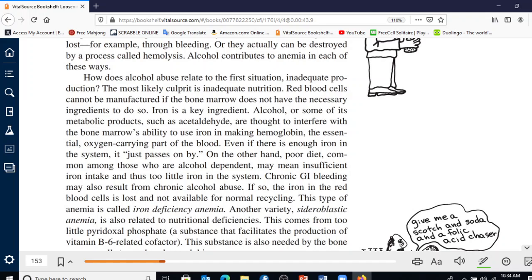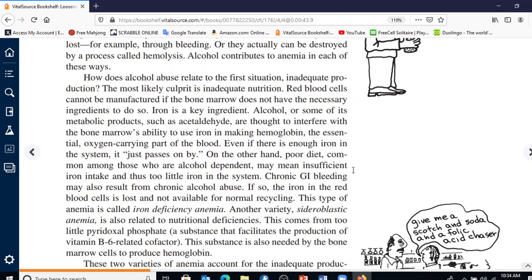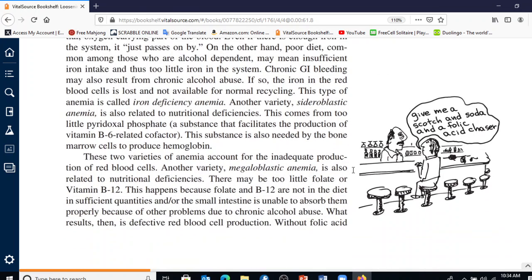And you don't need to know all of this stuff for a test or anything, but this is just something that you should have in general knowledge of what anemias are about.